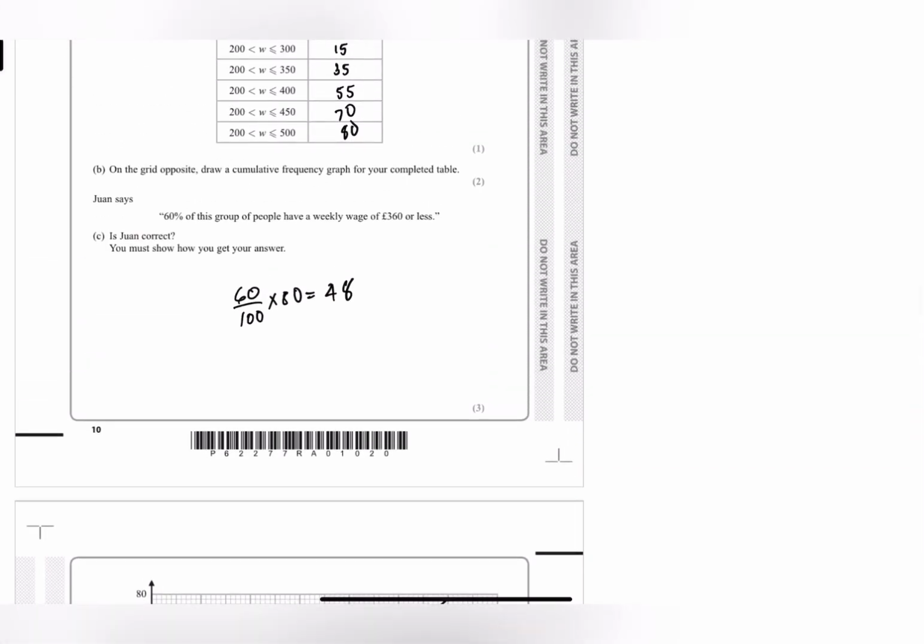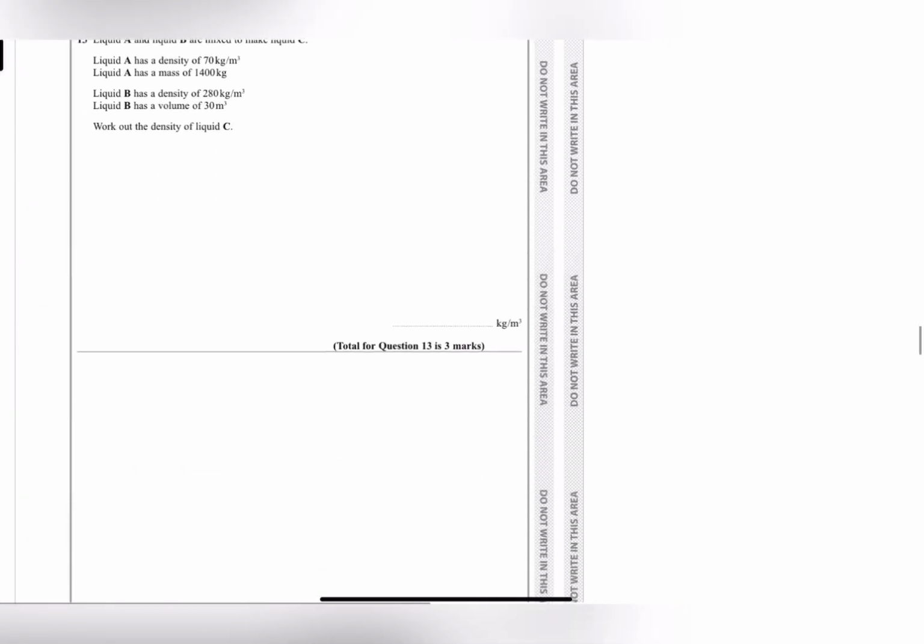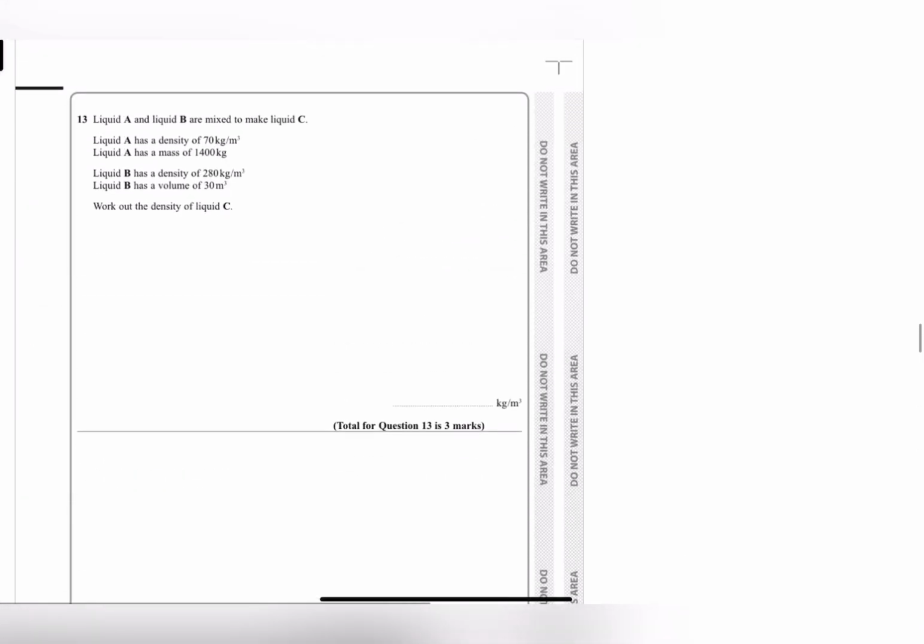Now, for this part, you will just say that the 55th percentile in this graph is 400. So the 60th percentile must be greater than 400. So you're saying Yon's argument is wrong. So you say no and just give the explanations. Now let's move on to the next problem.